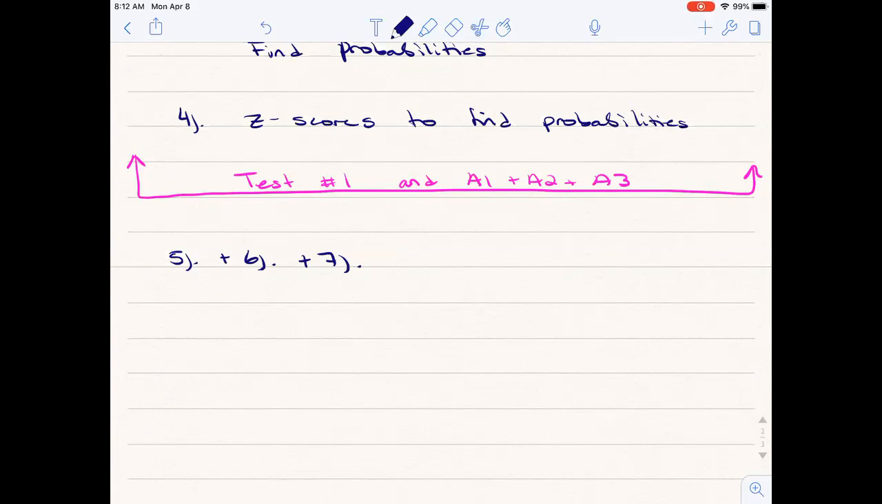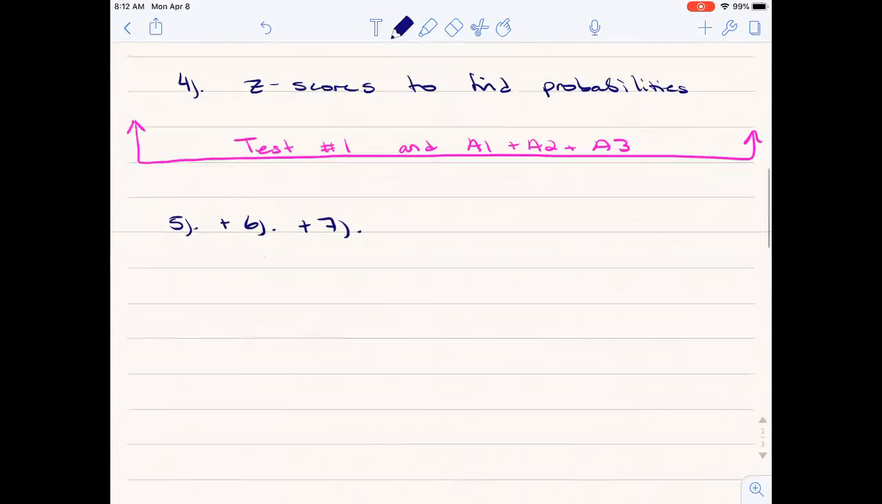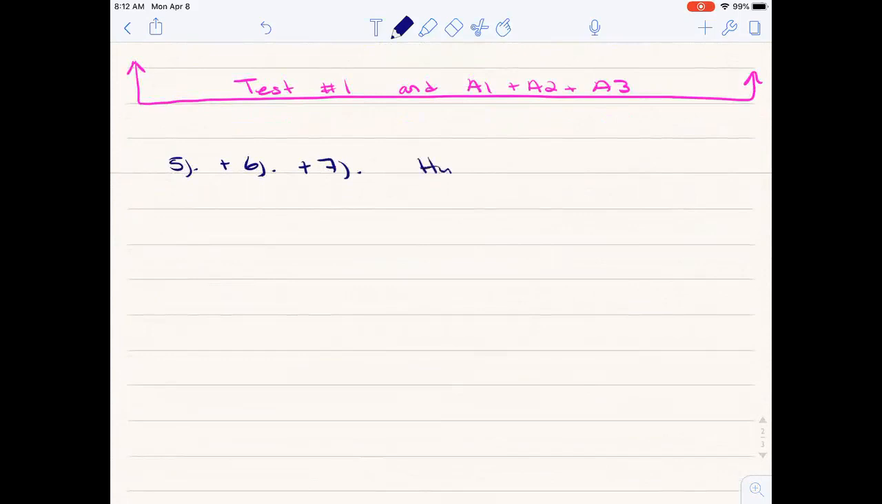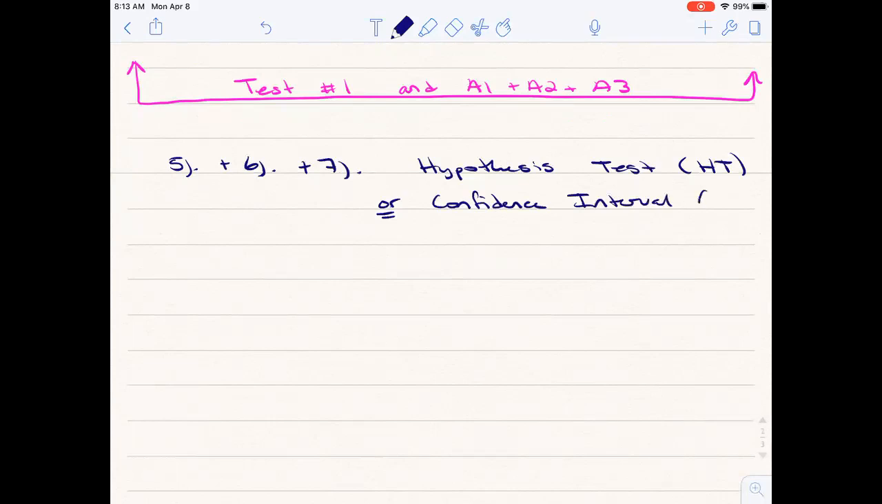Now you have to do all of them, of course, but on the plus side, there's only going to be a hypothesis test or a confidence interval, right? And so it's not going to be both like it was on test 2 or even on the assignments, right? It's just going to be one or the other. So it's going to be a hypothesis test, which from here on out I'll abbreviate HT, or a confidence interval, which I'll abbreviate C.